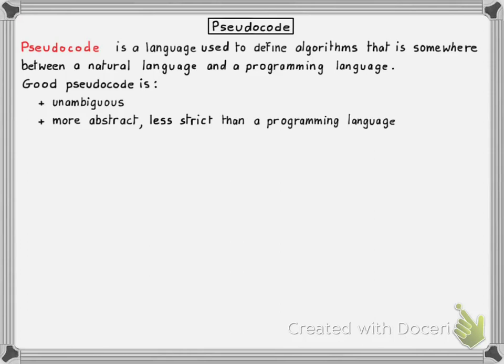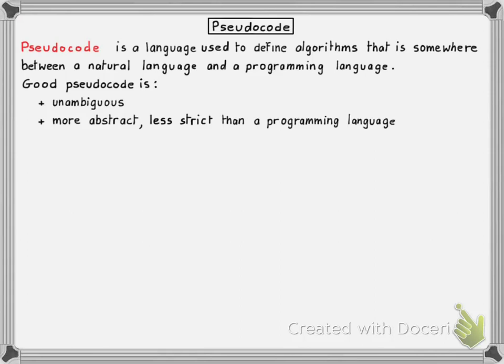So in conclusion, the pseudocode is better than a natural language because it's unambiguous, but it's better than a programming language because it's more abstract and not as strict. It's a little bit easier to write pseudocode than in a programming language. However, it must be said that pseudocode is typically closer to a programming language, so it's still pretty strict, at least the one we're going to use in this class.